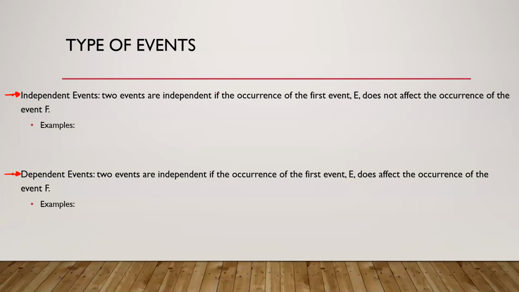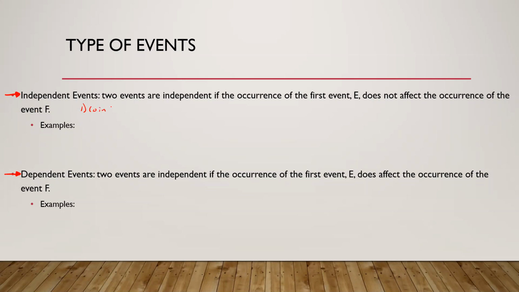Okay, two events are independent if the occurrence of the first event E does not affect the occurrence of the second event F. Okay. Let me give you an example of what I mean by independent events.